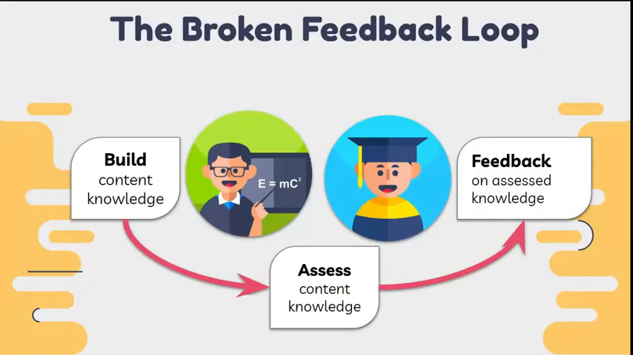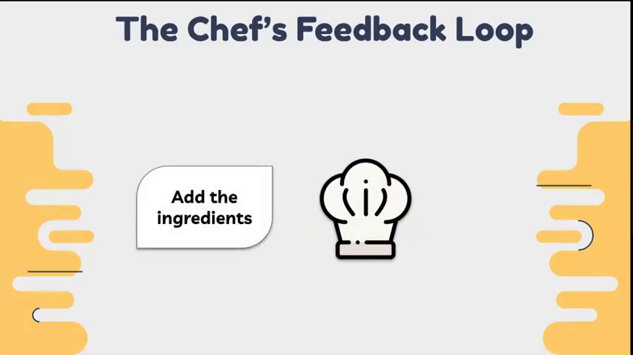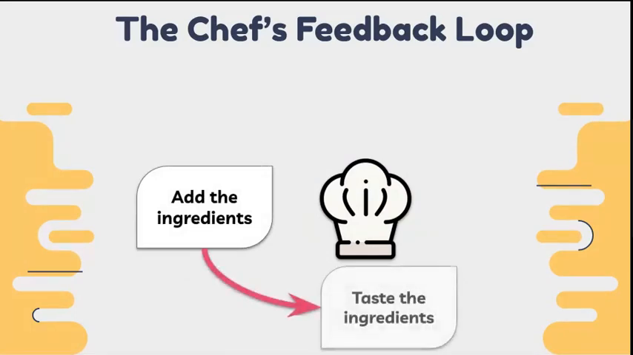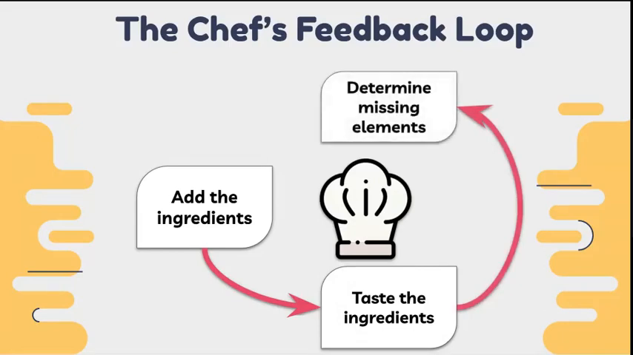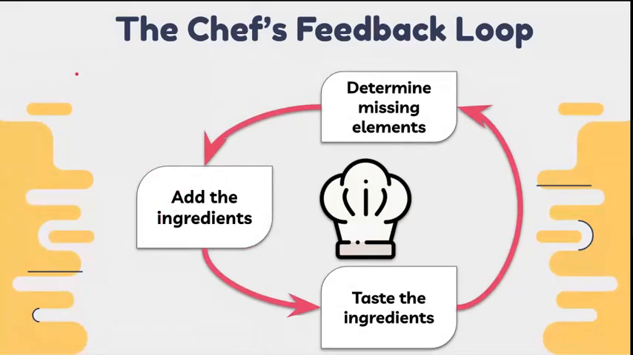So if we look at the chef's feedback loop, this would be similar to adding the ingredients and then completely skipping tasting the ingredients and determining missing elements. In essence, the chef will add the ingredients and send it to the diner, and we'll get feedback from the diner. The diner will tell us the soup wasn't great, because we haven't adjusted it accordingly.